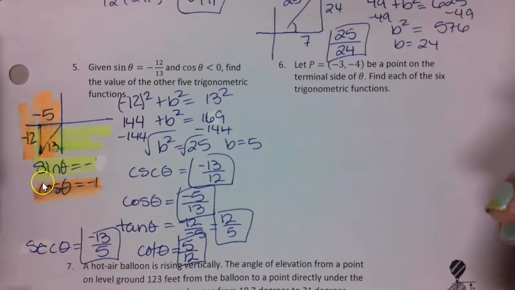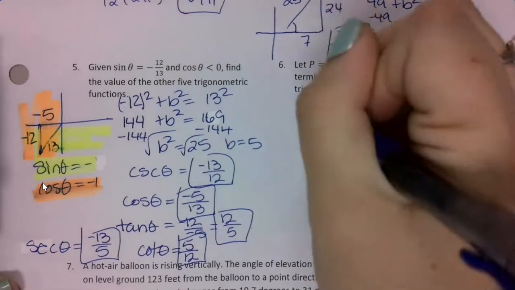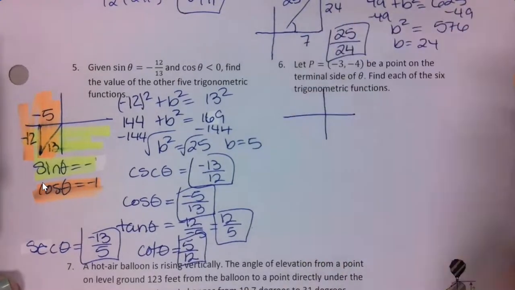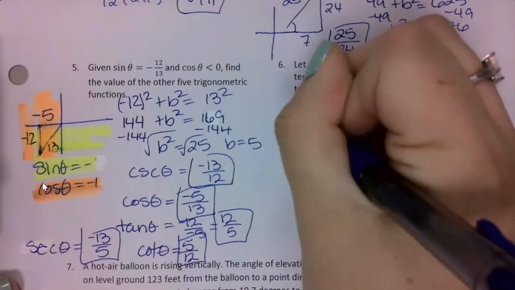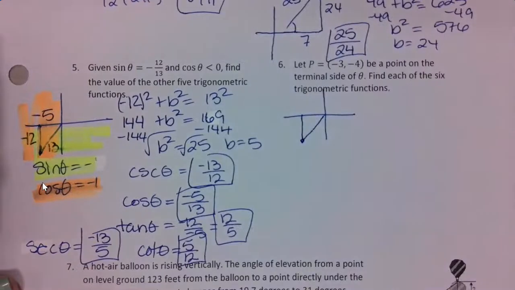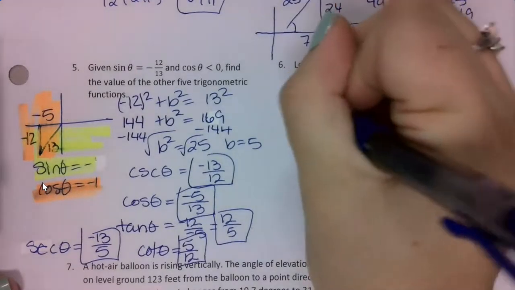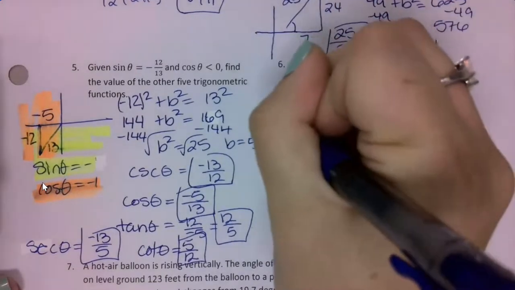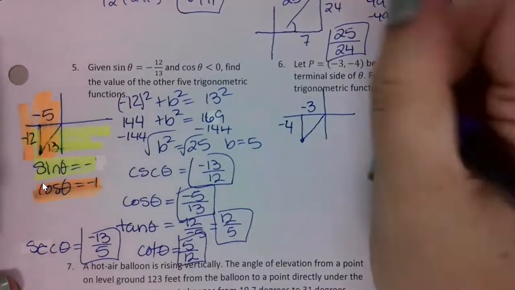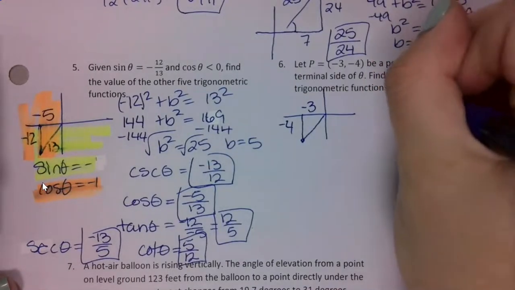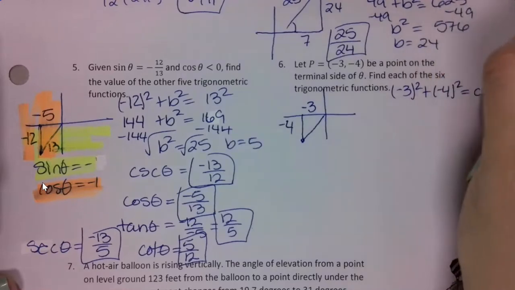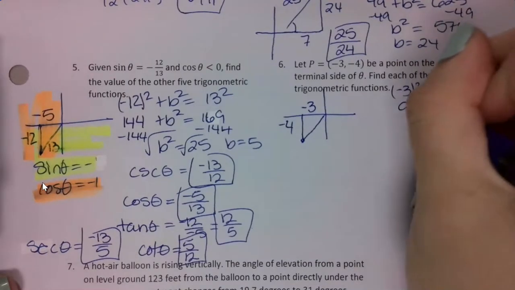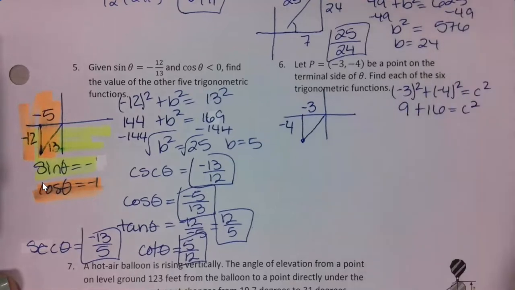Number 6 says let P be negative 3, negative 4 on a point on the terminal side of theta. Find each of the 6 trig functions. So this means this coordinate point right here is negative 3, negative 4. My x value is negative 3. My y value is negative 4. I want to find that c value. So I have negative 3 squared plus negative 4 squared equals c squared. That's 9 plus 16 equals c squared.